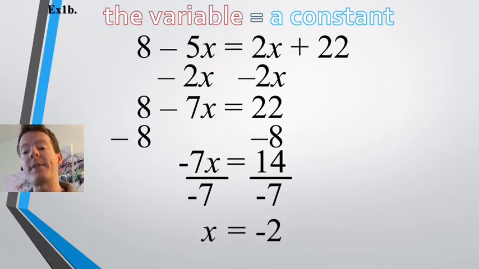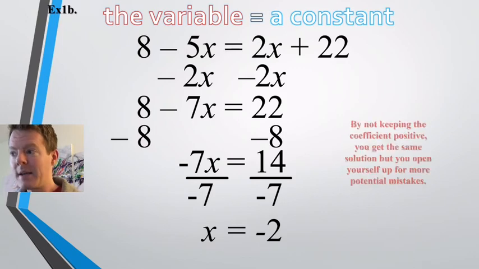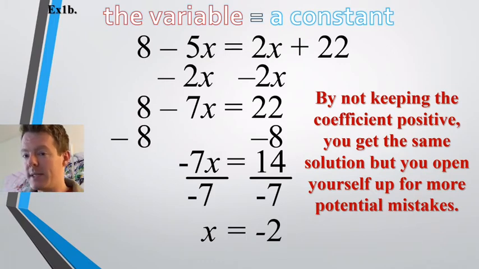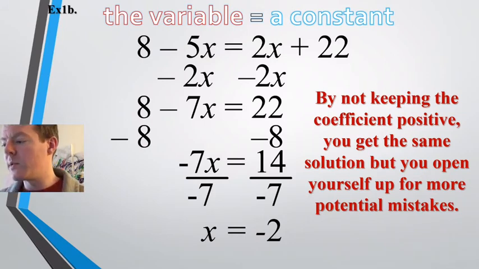So I still got the same solution by moving variables to the left, constant to the right. However, by not keeping the coefficients positive, you're opening yourself up to make potential mistakes, right? You get the same solution as long as everything is correct. But the math is a little bit more tricky because, like I said, you're dealing with more negatives and you're opening yourself up to make a mistake. That's why I do it this way.